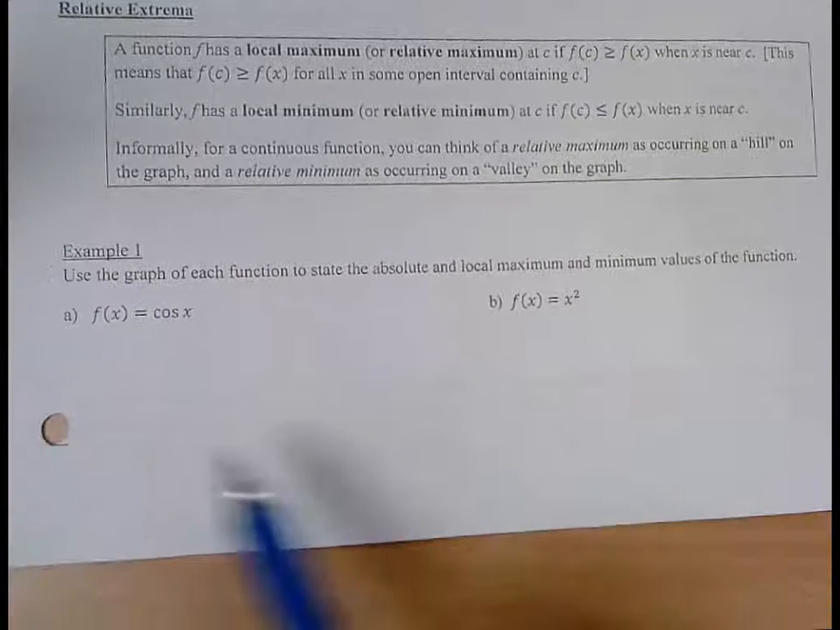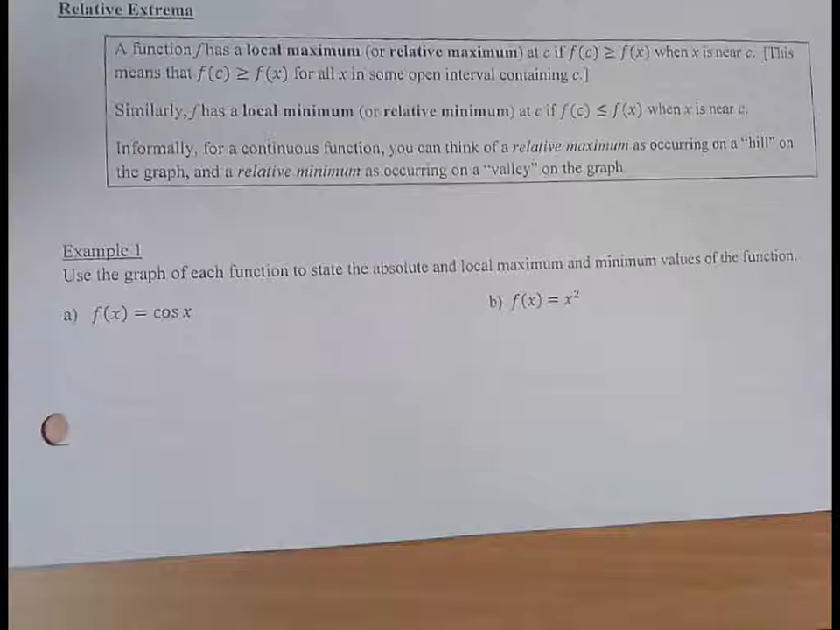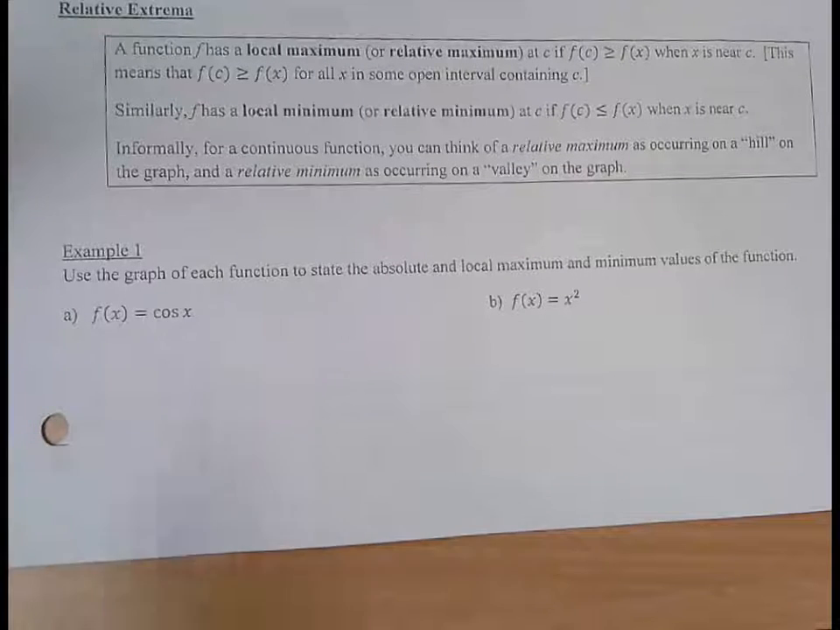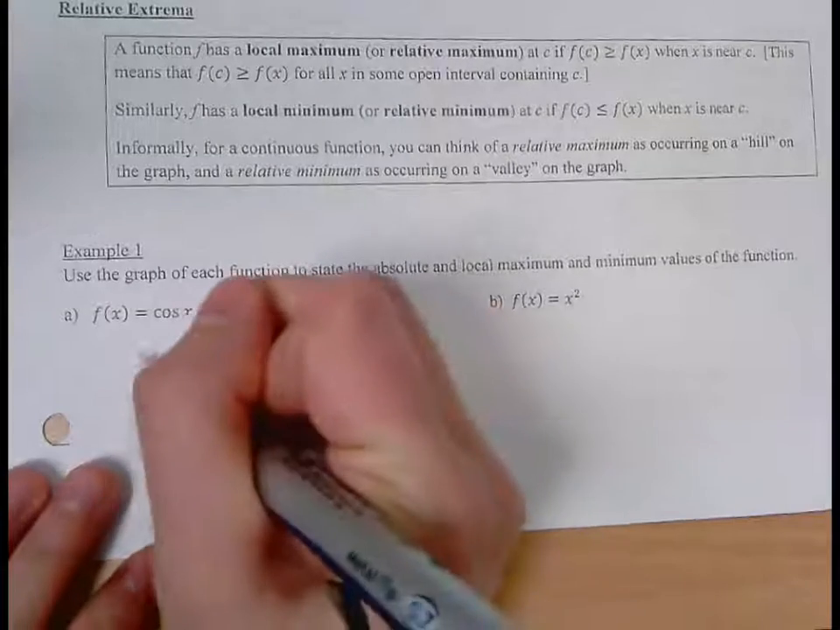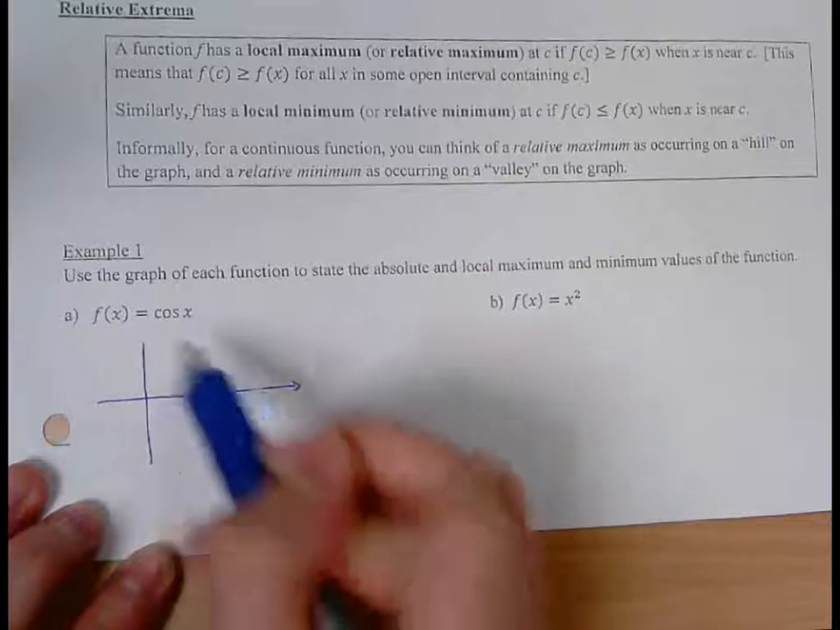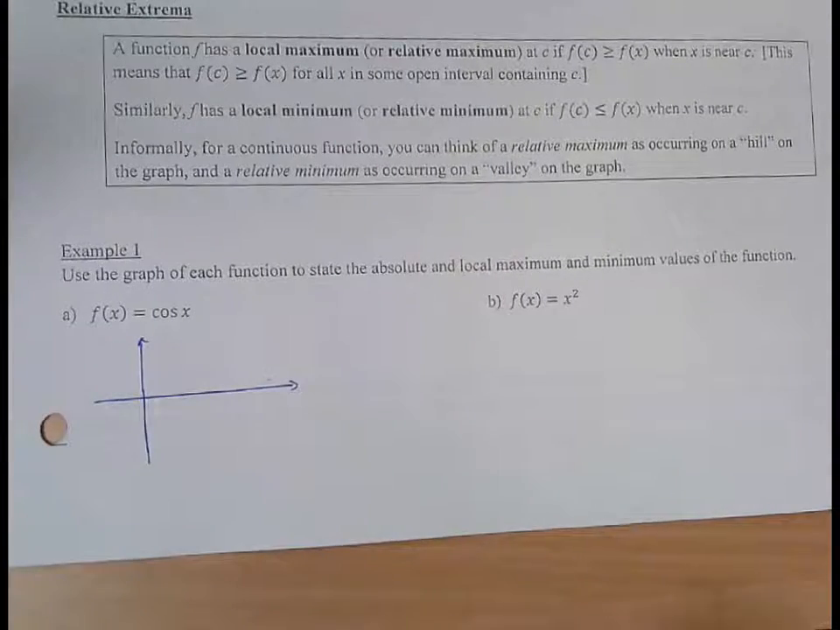So for A, and if you needed to for these, you could always pull these up on a graphing calculator because it does say to use the graph. But for f of x equals cosine of x, I'm just going to sketch one period of that graph.